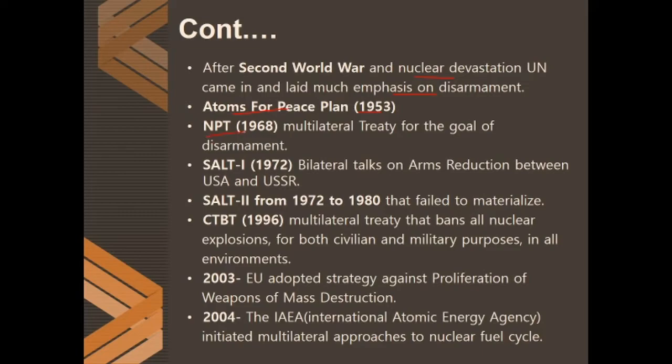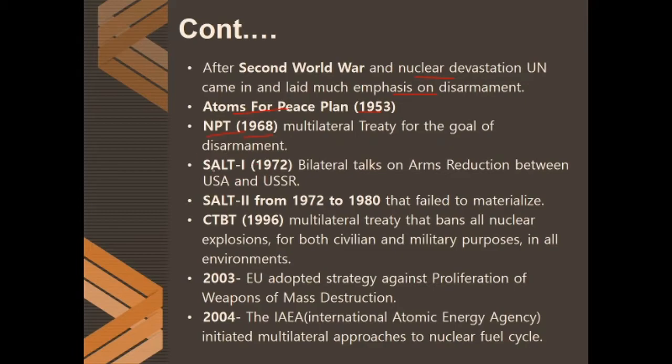Then the NPT came, the Non Proliferation Treaty, in 1968. It was a multilateral treaty for the goal of disarmament. Its main objective was to prevent the spread of nuclear weapons and weapons technology. Opened for signature in 1968 and enforced in 1970, the treaty also established a safeguard mechanism under the responsibility of the IAEA, the International Atomic Energy Agency.